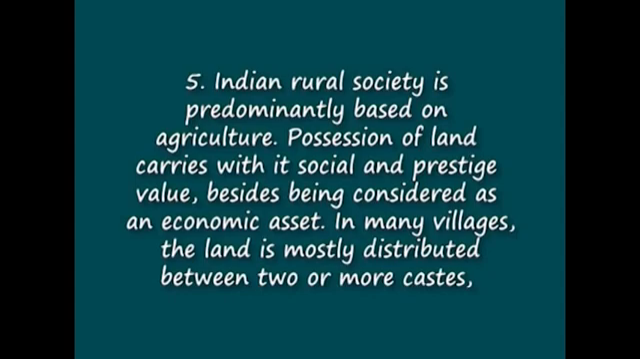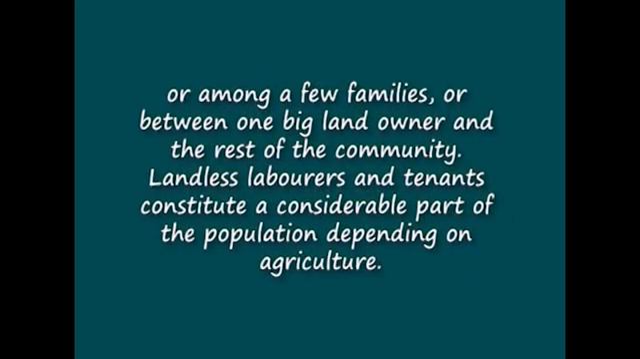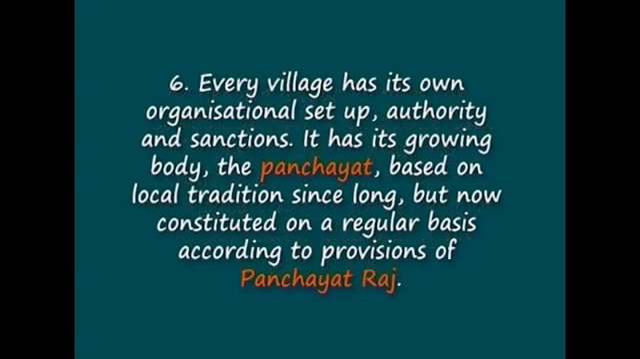Number 4. Women do not have full equality with men in several aspects of life. Number 5. Indian rural society is predominantly based on agriculture. Possession of land carries with it social and prestige value, besides being considered as an economic asset. In many villages, the land is mostly distributed between two or more castes, or among a few families, or between one big landowner and the rest of the community. Landless laborers and tenants constitute a considerable part of the population depending on agriculture.